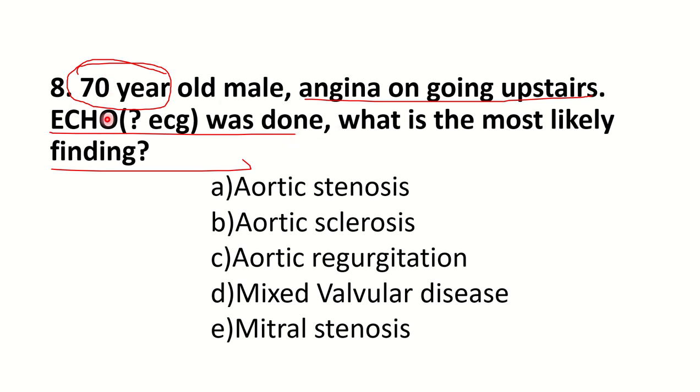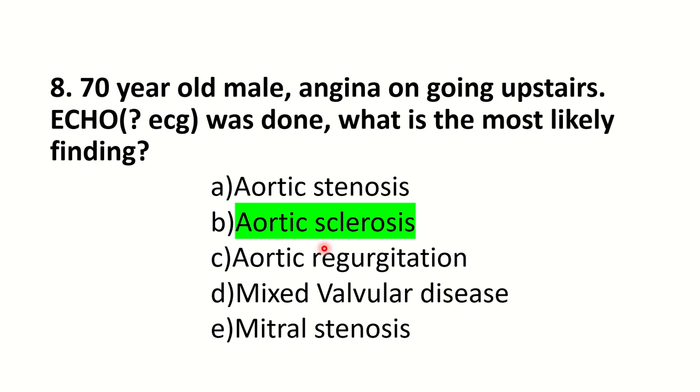And here the age is very important, as it is 70 years old. So there is development of atherosclerosis, because in advancing age there is development of atherosclerosis. So in case of a 70 years old man, aortic atherosclerosis will develop. Here we can see this is the aortic sclerosis. So our answer is aortic atherosclerosis or aortic sclerosis in this patient.